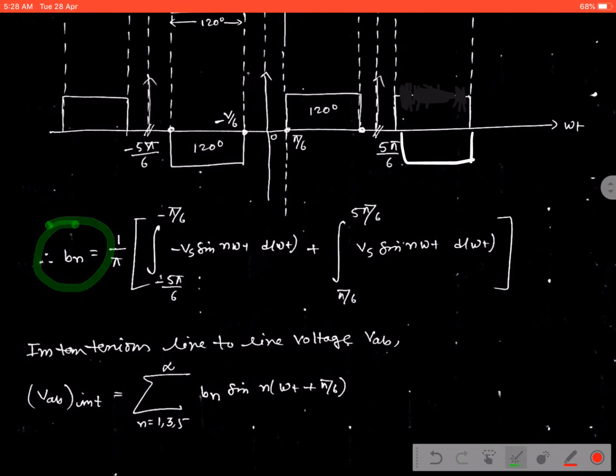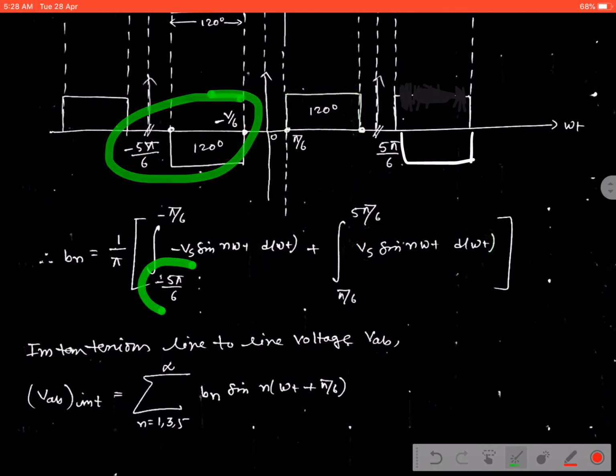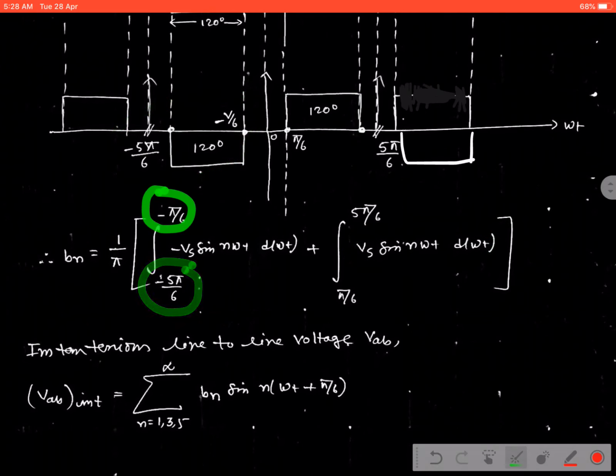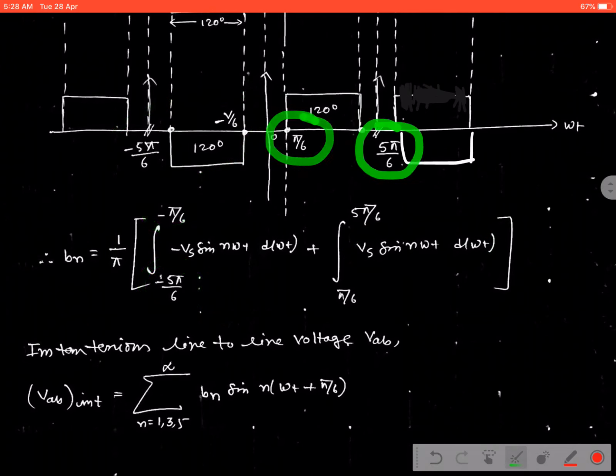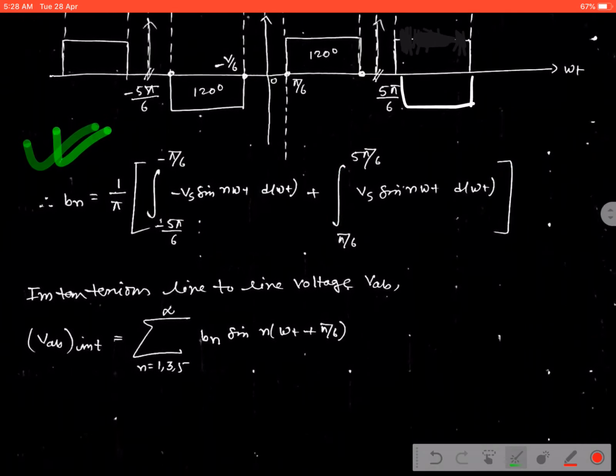form the expression, which is taken from the coefficient part of the Fourier series, defined by this expression. In this case, that is the negative peak, that is why minus Vs sine n omega t, and this is the positive peak here, that is plus Vs sine n omega t. This is confined between minus pi by 6 to pi by 6, and this is confined between pi by 6 to 5 pi by 6. So we can explain this mathematical expression in this way.